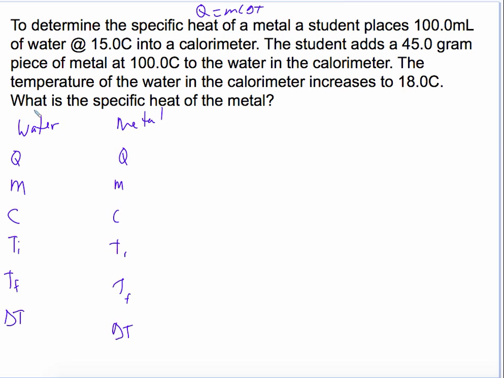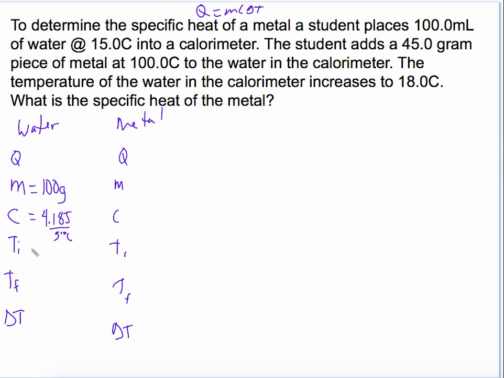And then you look at them. To determine the specific heat of the metal, the student places 100 milliliters of water. Well, 1 milliliter of water equals 1 gram, so we're going to call that 100 grams of water. And the specific heat of water, we're going to call 4.18 joules per gram degrees Celsius. That's a given. We know that.